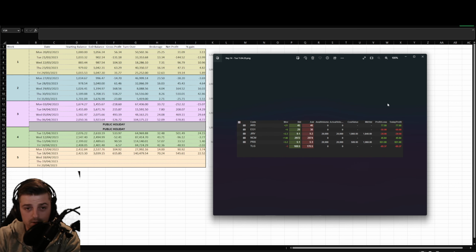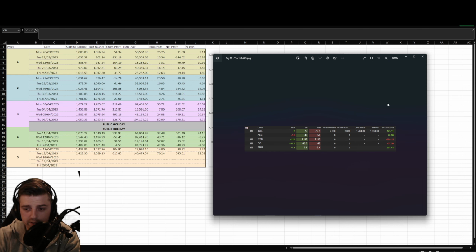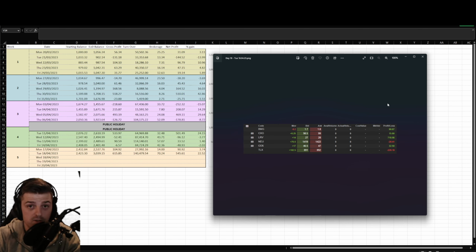You're welcome to pause it and go through it later as well, but I just want to go through it quickly just to show you guys what was traded for the day, so you don't have to just see the spreadsheet. It's a bit better visually.